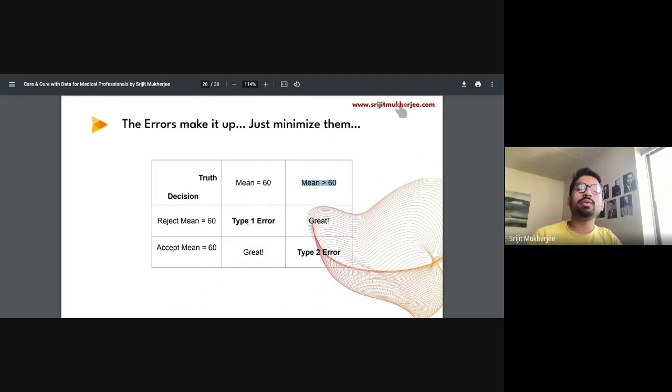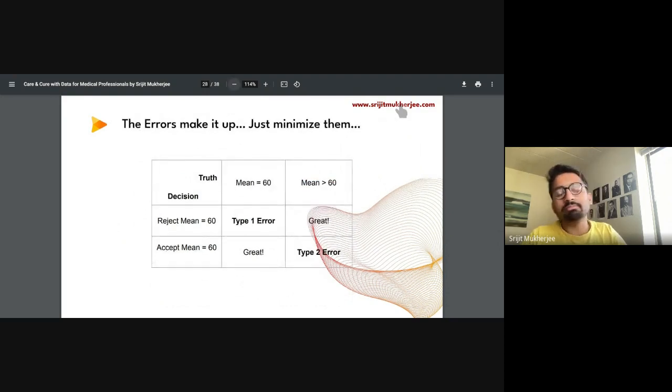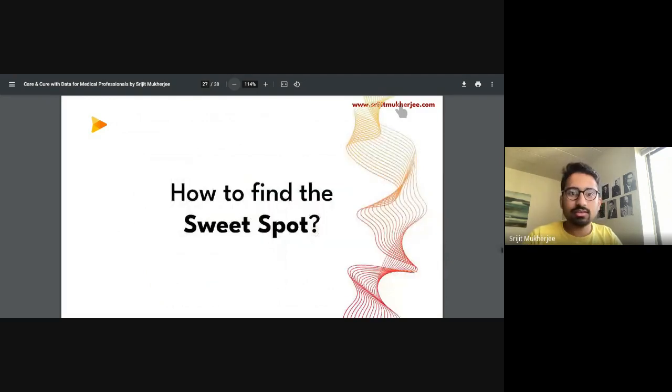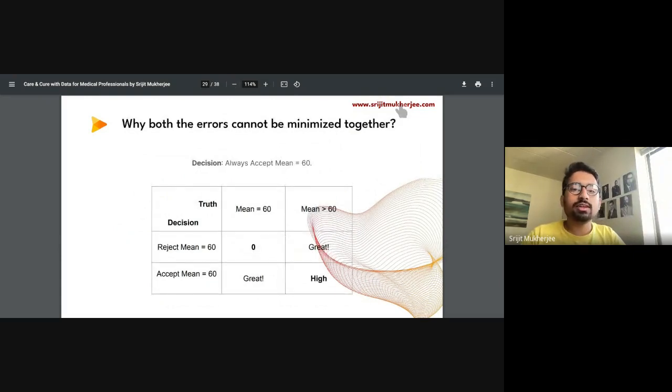Since we're unlucky, we call these errors. The first one, when the truth is mean equal to 60 and we reject mean is equal to 60, we call it type 1 error. And the other case where mean is greater than 60, but we accept mean is equal to 60, is called type 2 error. Now, your goal is to minimize these so that you find the best sweet spot, right? And we can show you that both the errors cannot be minimized together simultaneously.